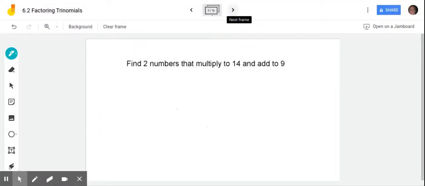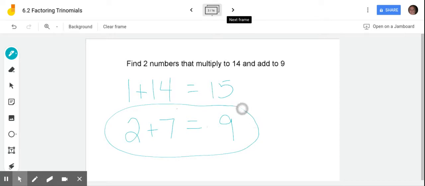Find two numbers that multiply to 14, but add to 9. First step is to list your factors of 14. It's 1 and 14, and it's 2 and 7. So now we want which pair adds to 9. 1 plus 14 is 15, 2 plus 7 is 9. 2 and 7 are the numbers I was looking for.